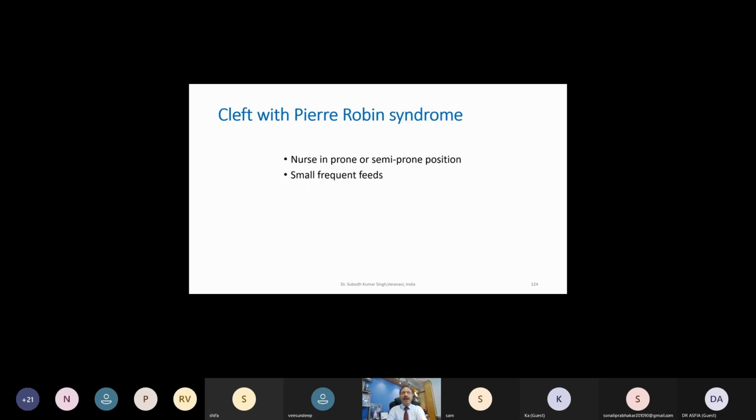So, for a child with cleft with Pierre-Robin syndrome, the best thing to do is to nurse the child in prone position. The child should always be kept in prone position except for feeding. And small frequent feeds should be given, and almost all Pierre-Robin syndrome patients can be managed by this.